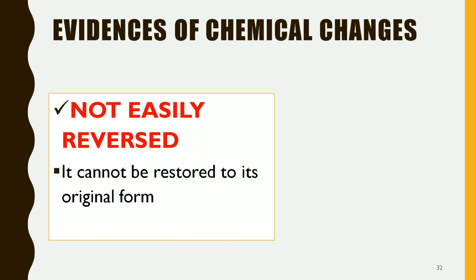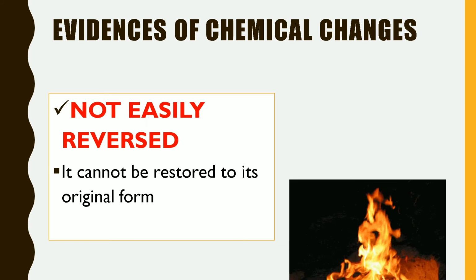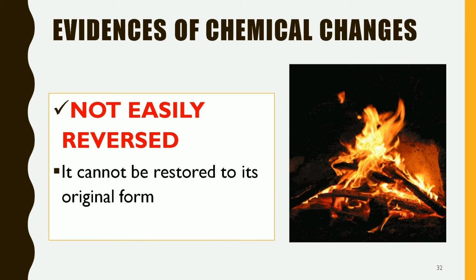While the substances produced during chemical changes, however, cannot easily change back into the original substances. Like the example I gave earlier, which is about the burning of wood. After the wood is burned, it cannot be restored to its original form as a log.